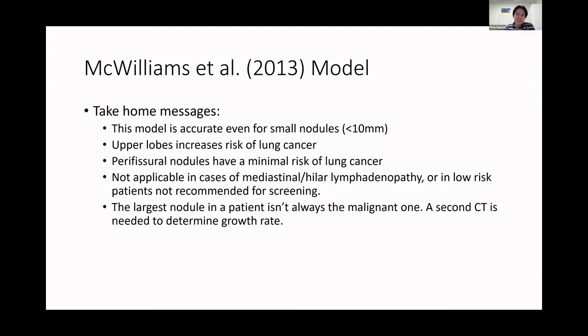Upper lobe increases your risk. Peripheral nodules you can tend to relax about. But if there is mediastinal or hilar lymphadenopathy, then you can't really use this model. And sometimes the largest nodule isn't always the malignant one. So usually a second scan is needed to determine growth rate.